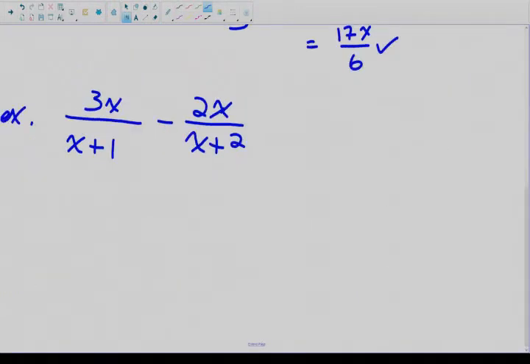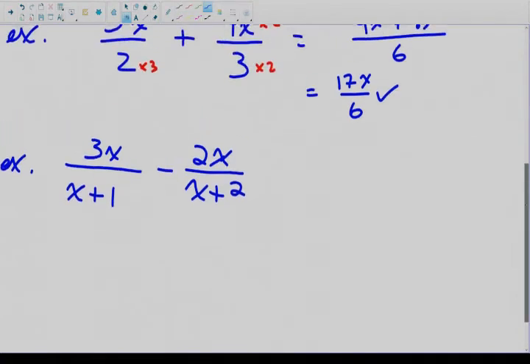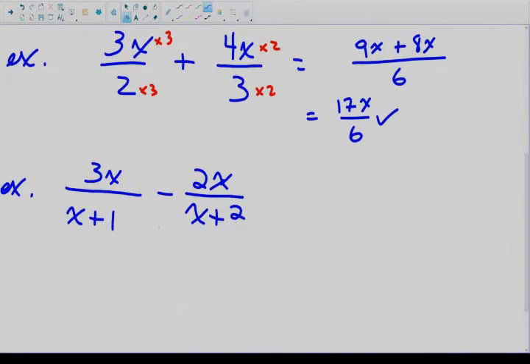Now, what happens in a case where we have denominators that are rational? Sorry, these are rational expressions. So denominators that are algebraic is what I mean. We're looking at denominators that are expressions themselves, algebraic expressions. It's the exact same idea as what we have above.